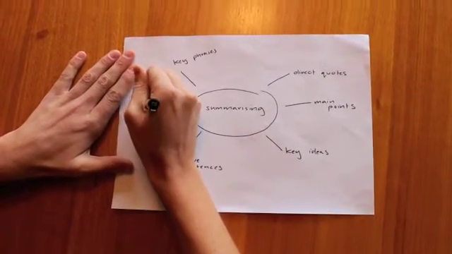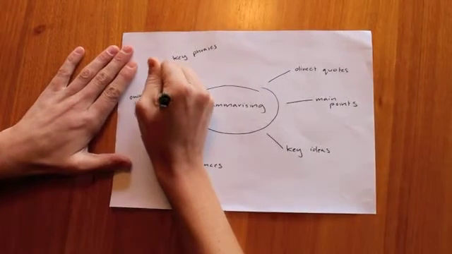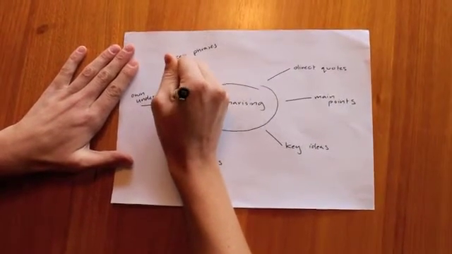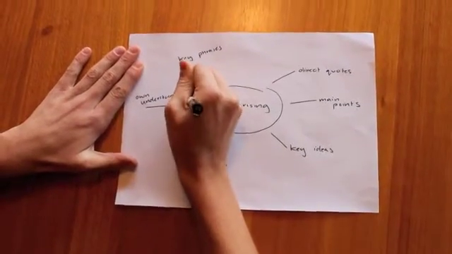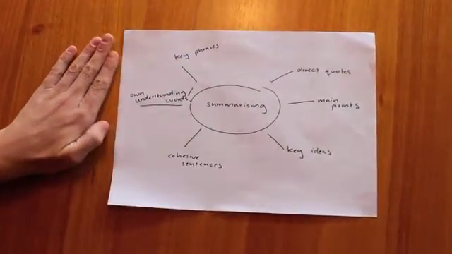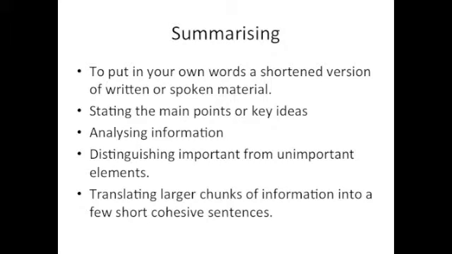Summarising is more than retelling. It involves analysing information, distinguishing important from unimportant elements, and translating larger chunks of information into a few short cohesive sentences, which you'll do with the chapters that you've been running through in Animal Farm.